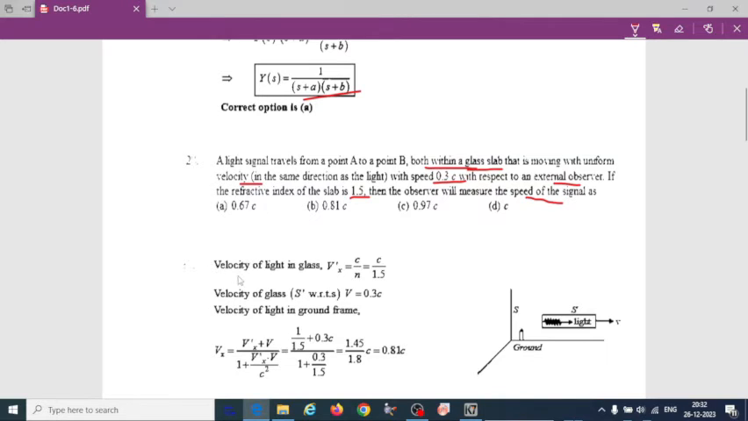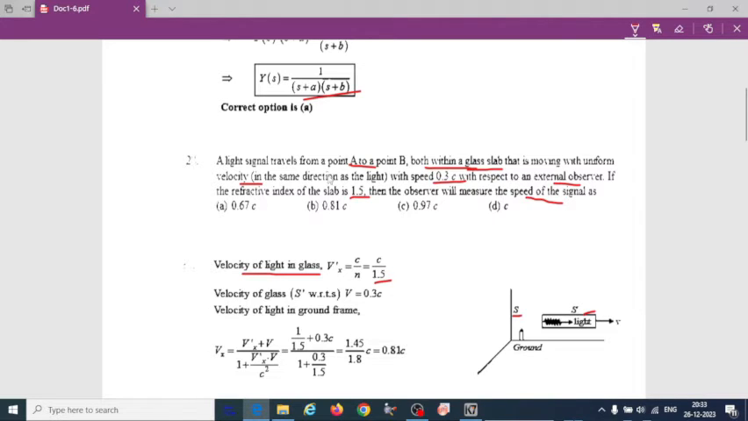So what they have given here, first we should note down here velocity of light in glass. V is equal to what? Speed of light, c divided by n, refractive index. So refractive index of glass slab is what? 1.5. So velocity of light in glass is equal to c divided by n, c divided by 1.5. So velocity of glass S prime. So if we take here what they have given, light signal travels from point A to B. That means it is moving from S to S prime, one frame of reference to another.